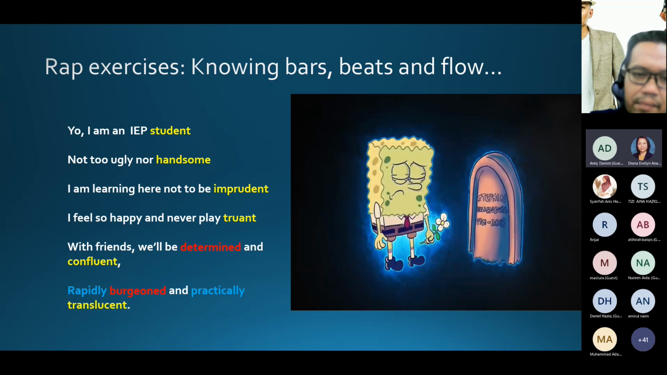Okay, cara nak rap, pertama you jangan rap dengan muzik, you baca dulu and you can check dengan you punya lecturer, the pronunciation. Contoh macam ni, I am a IEP student, not too ugly nor handsome. I'm learning here not to be imprudent. Macam mana sebut imprudent ke imprudent. So make sure you get it right. Okay, you can check, you guna Google pun boleh. Ataupun you check dengan you punya lecturer. Truant, confluent, determine, virgin, translucent. So make sure you sebut bulat-bulat. Okay, bila dah correct, then barulah you dengar music.